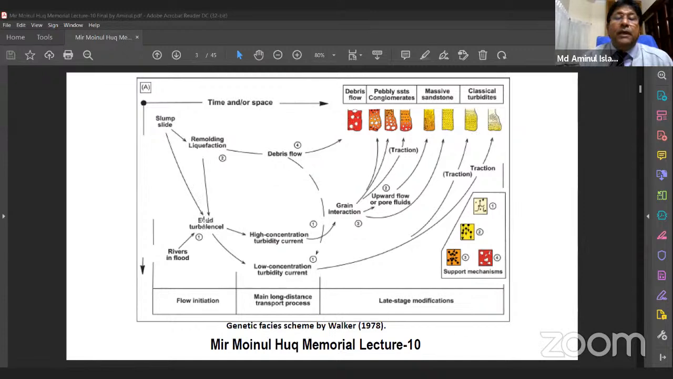But the main mechanism of turbidites or deep water fans comes from actually when rivers are in flood condition. So when rivers are in flood condition, they create a turbulence when they get a lot of sediments. And that turbulence can be high concentration or low concentration. High concentration will give rise to pebbly sandstone, conglomerate and also partly massive sandstone. And low concentration will give rise to classical turbidites. Now you can see that classical turbidites are actually the end product of a whole mechanism. So whenever we see the Bouma sequence, that is a classical turbidite. But apart from Bouma, we also have different types of coarse grain sandstone beds or conglomerate, something like this.